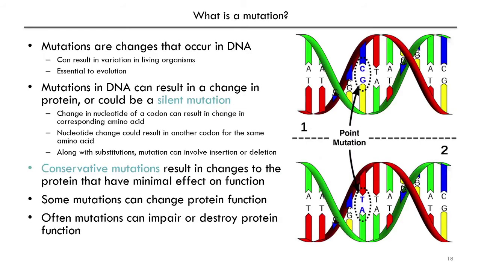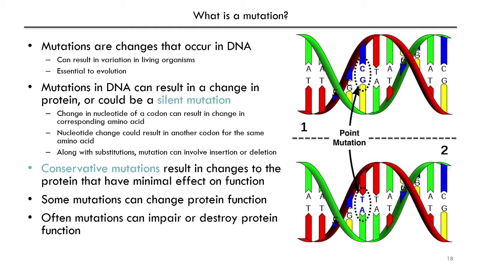First of all, what is a mutation? Mutations are changes that occur in the DNA sequence. These can result in variation in living organisms and are a natural part of evolution. A mutation in DNA can result in a change in a protein, or it might not. Changing a nucleotide in a codon can result in a change in the corresponding amino acid. But it's also possible that a change in the nucleotide sequence may be a silent mutation, where the codon is changed to another that codes for the same amino acid as a result of the degeneracy of the genetic code. We know that many amino acids are coded by multiple codons.